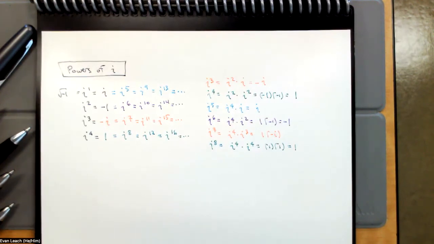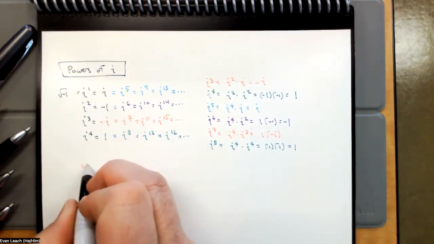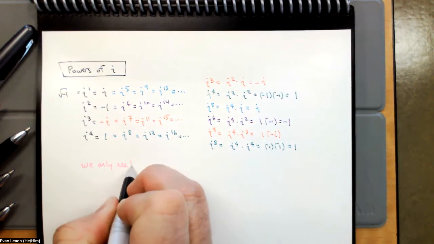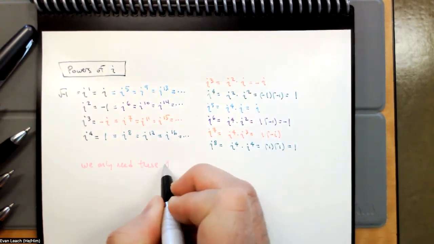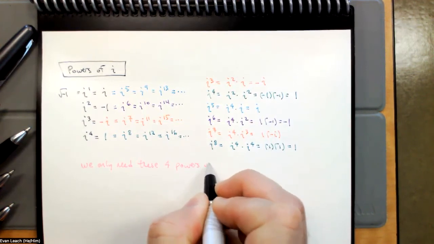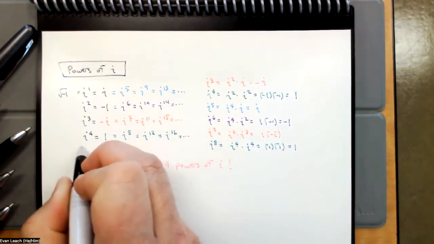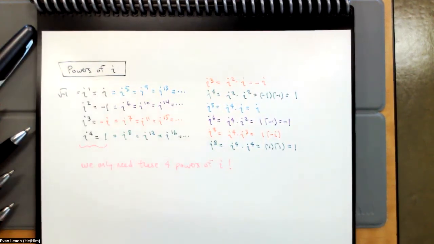We only need these 4 powers of i. Every time we have more than 4, they pull out in groups of 4 as 1. So we just take the exponent and divide by 4 and look at the remainder, and that's the power of i that we use.